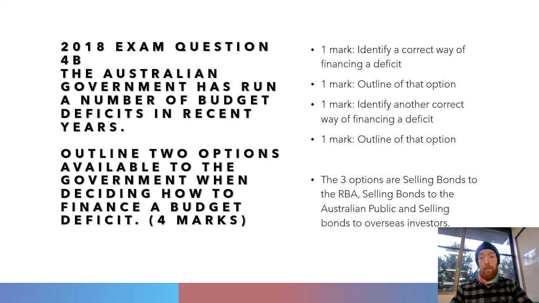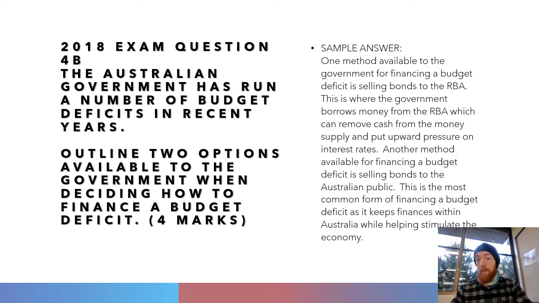If we look at the sample answer for this one, a method available to the government for financing a budget deficit is selling bonds to the RBA. This is where the government borrows money from the RBA, which can remove cash from the money supply and put upward pressure on interest rates. Another method available for financing a budget deficit is selling bonds to the Australian public. This is the most common form of financing a budget deficit, as it keeps finances within Australia while helping stimulate the economy.